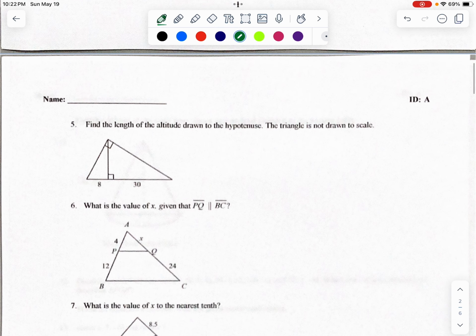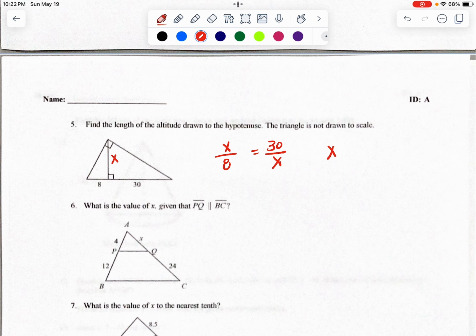Number 5, this was the geometric mean. If you remember the geometric mean in this particular problem, we're looking for the length of the altitude to the hypotenuse. And that gives us 3 similar right triangles, if you recall. And so we end up with a proportion so that we're going to use that value twice. So it's going to be x over 8 and 30 over x. All right, that was the geometric mean. You had to use your unknown value twice.